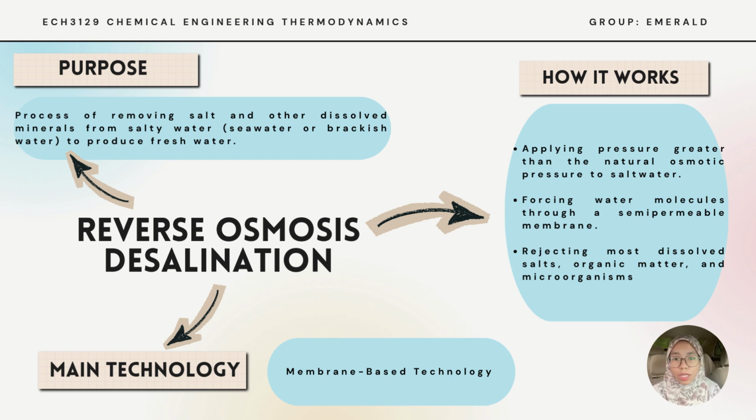I will present about reverse osmosis desalination. The purpose of this process is to remove salt and other dissolved minerals from seawater or brackish water to produce fresh water. The main technology is a membrane-based system. We apply a pressure higher than the natural osmotic pressure, so water is forced through a semi-permeable membrane. Pure water passes through, while salt, organic matter, and microorganisms are rejected. This is how we turn salty water into clean usable water.